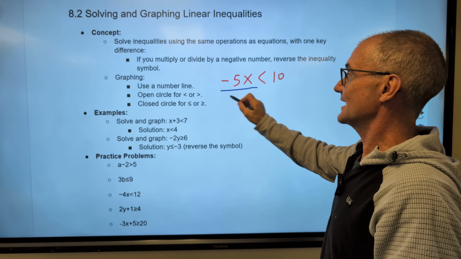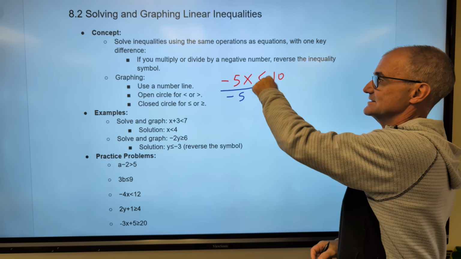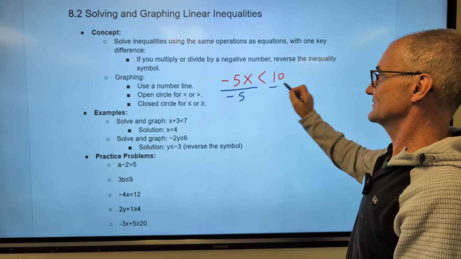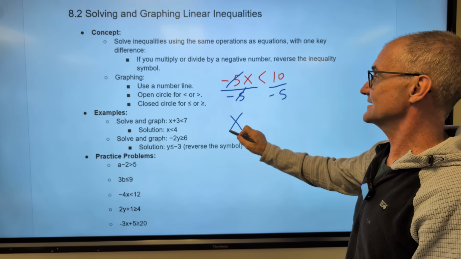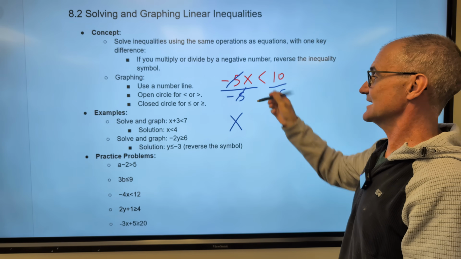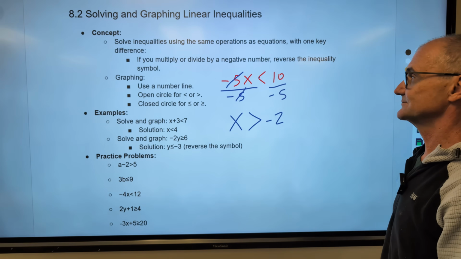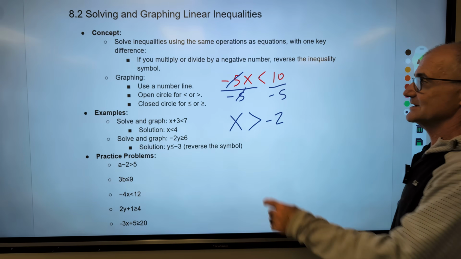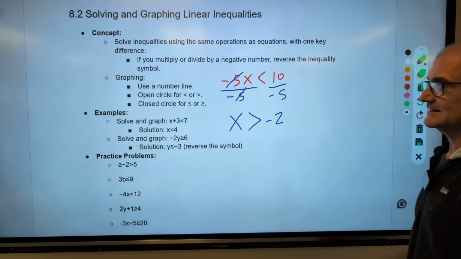If I multiply or divide by a negative, I reverse that sign. So I'm going to divide both sides by -5. These will cancel. That'll give me x by itself. I reverse that sign. It now becomes greater than -2. So one more time, if I multiply or divide by a negative, my inequality gets reversed.